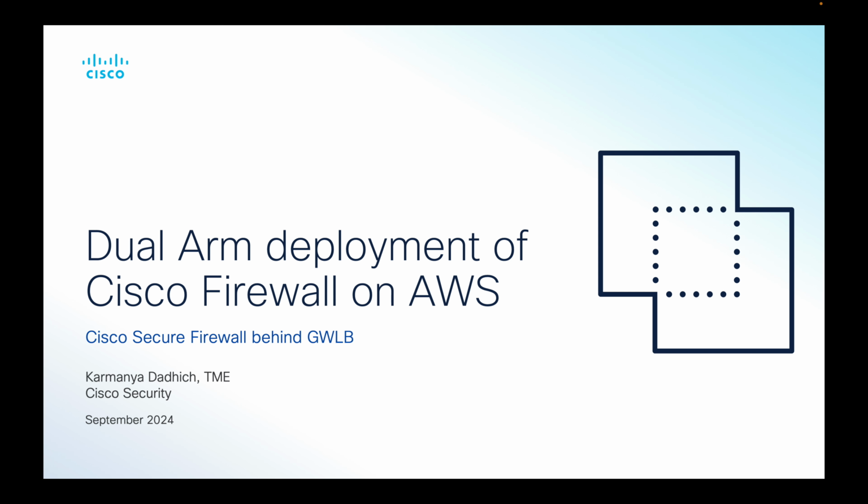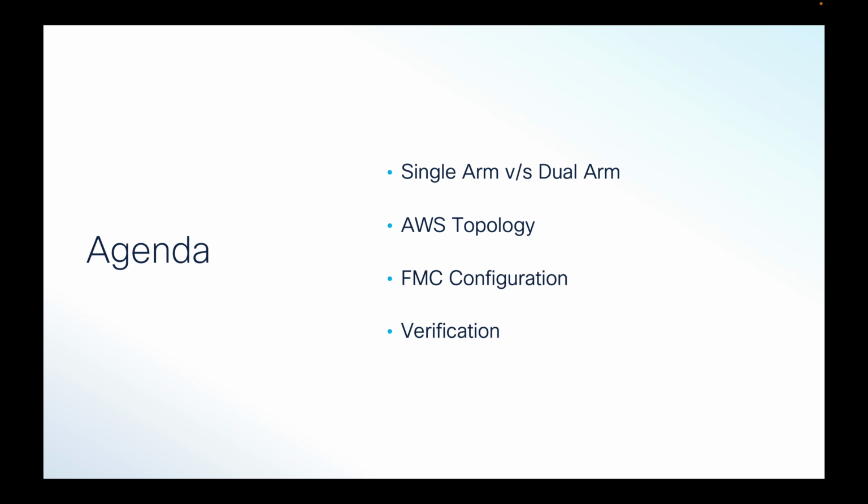In this video, we will be talking about the new feature in the latest Cisco Secure Threat Defense 7.6 release. The new feature I am referring to is dual arm deployment of firewall behind gateway load balancer in AWS. We will start by first understanding the differences between new dual arm deployment and the existing single arm. We will take a look at a specific demo on how you can configure FMC for the dual arm architecture. Lastly, we will verify the results of our config, so let's get started.